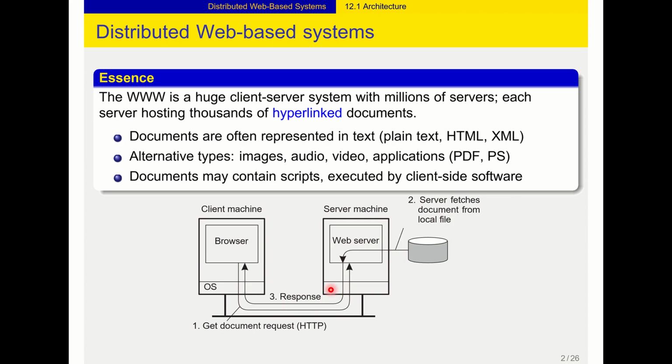In the web server, the web server will fetch documents from local storage, and it interprets the requested file path, for example, index.html, and the server will retrieve the requested source file from the local file. And lastly, the server will send a response back to the client as an HTTP response. So after finding the requested document, the web server will send it back across the network.